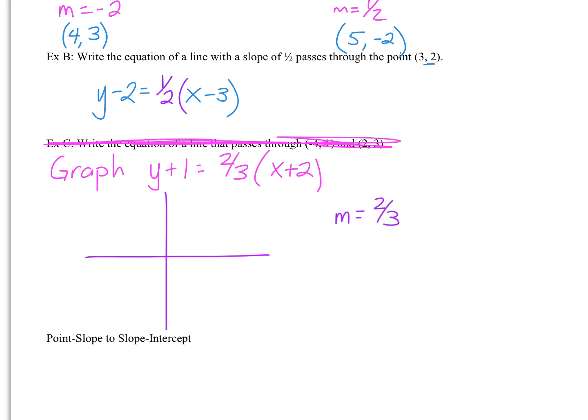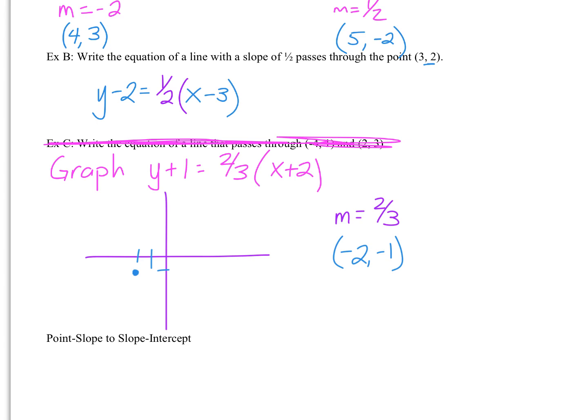What's the point that it gives me? The point is -2, -1. Excellent. Yeah, always the opposite of what it is in there. So, instead of giving you a y-intercept and then the slope, they've just said, hey, use this point and use this slope. So I'm going to go to -2, -1. And then from there, I use my slope of 2/3.